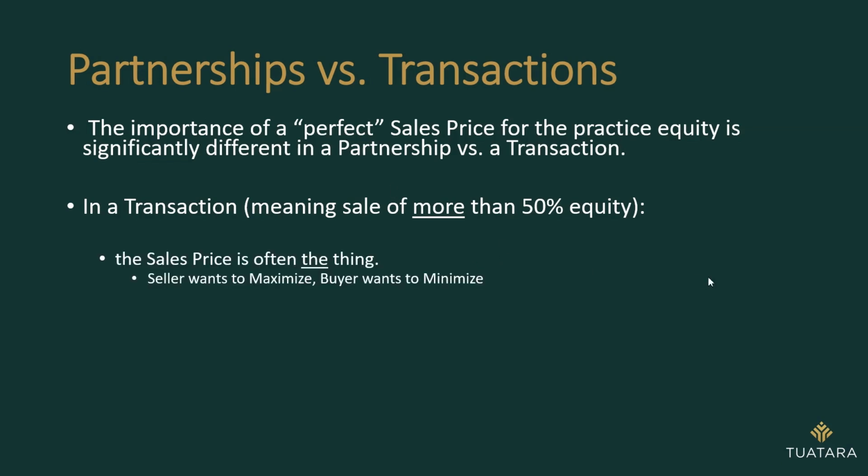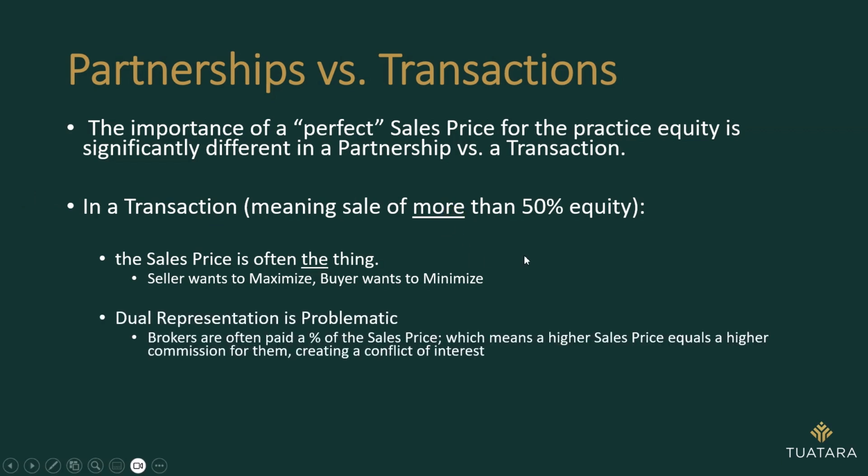Inside of a transaction, the sales price is often the thing that both sides focus on, and they focus on it with different aims. The seller wants to maximize the sales price, especially if they're selling 100%. This is their last opportunity to monetize what they've created. And the buyer has the exact opposite goal. They would like to minimize the sales price.